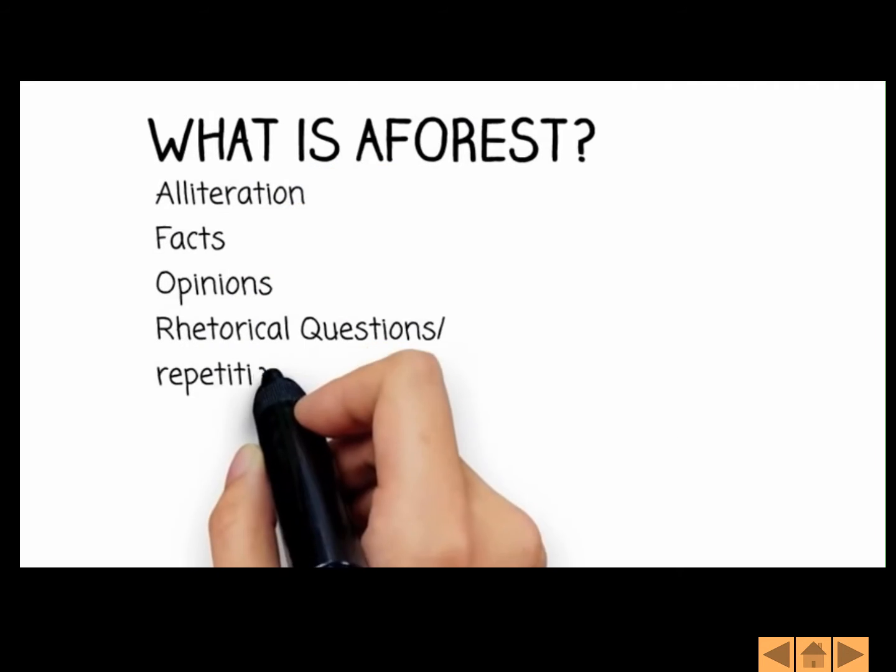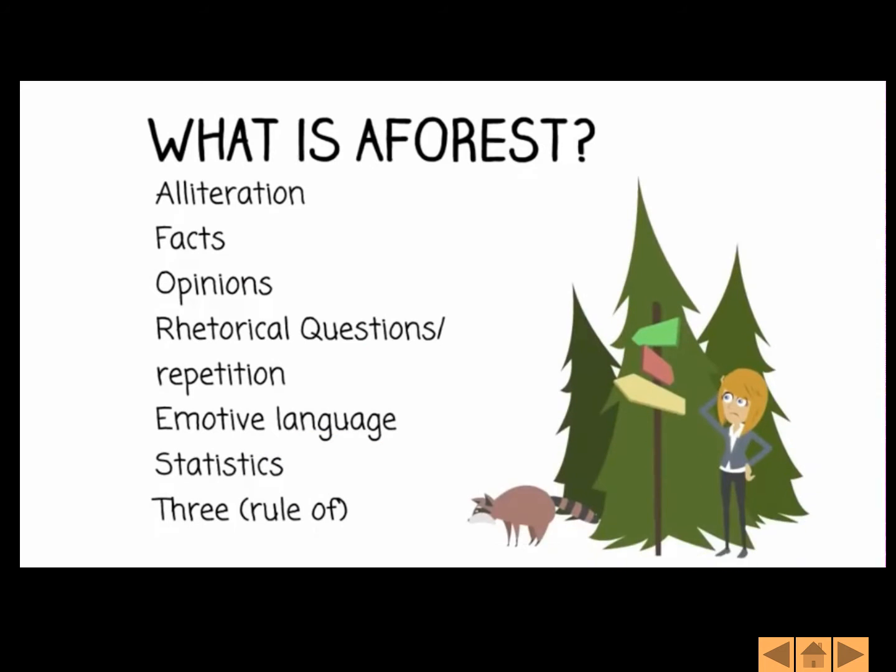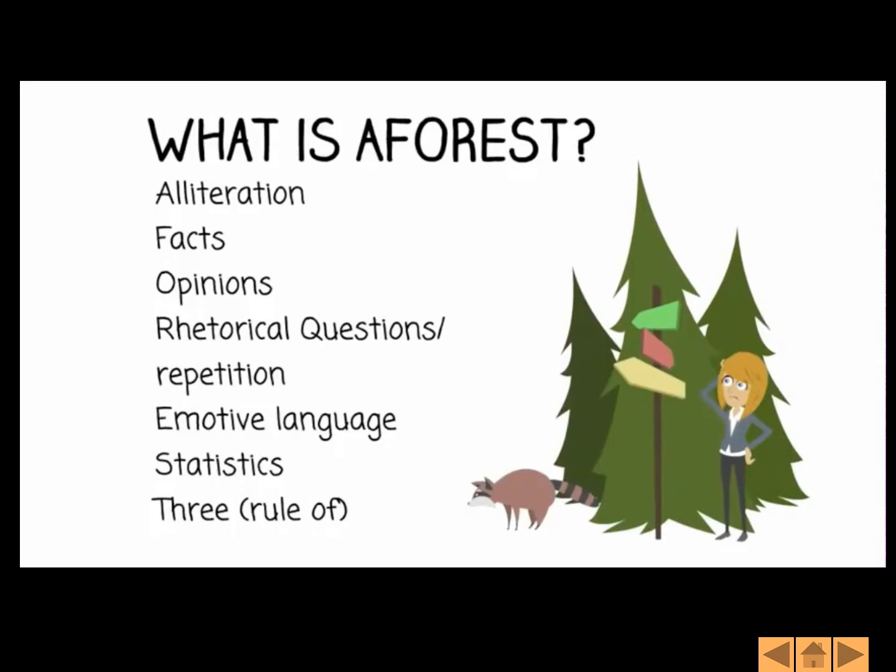So let's start with the basics. What is a forest? A forest is a cunning mnemonic to remember some of the key techniques. So A stands for alliteration, F stands for facts, O stands for opinions, R stands for rhetorical questions.